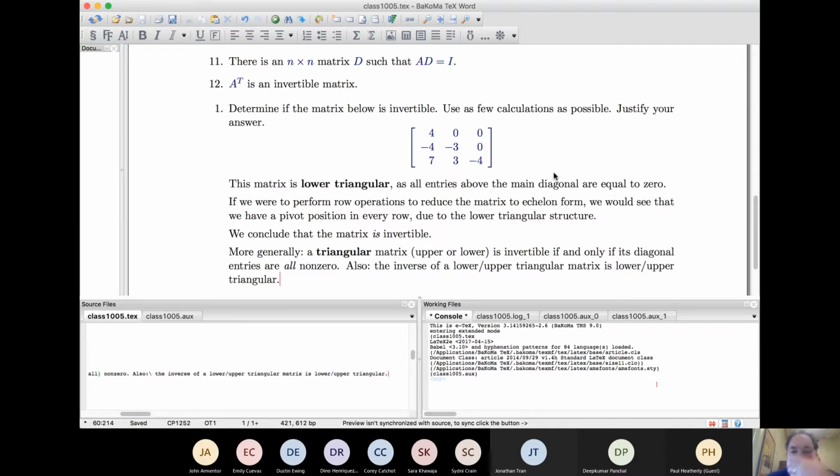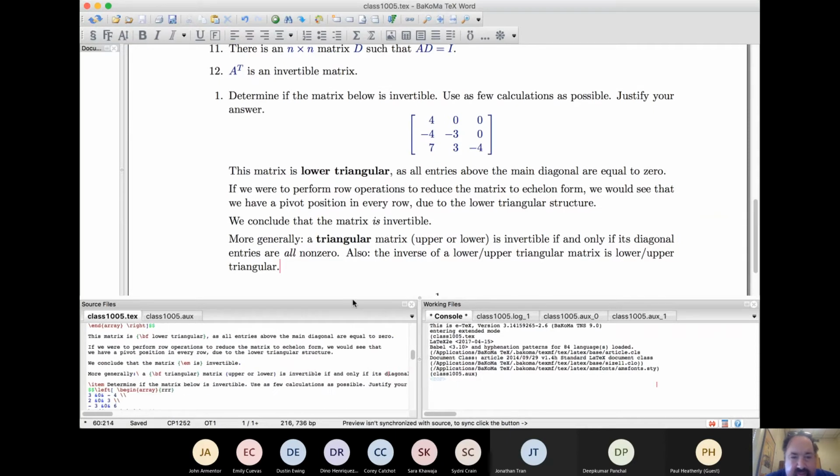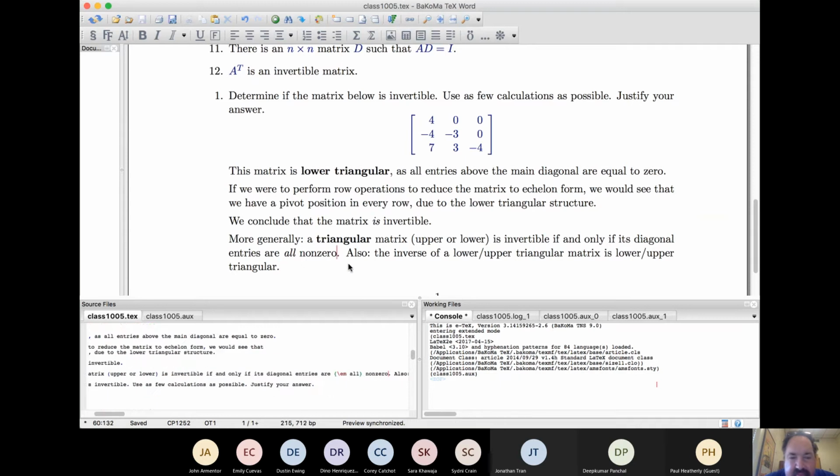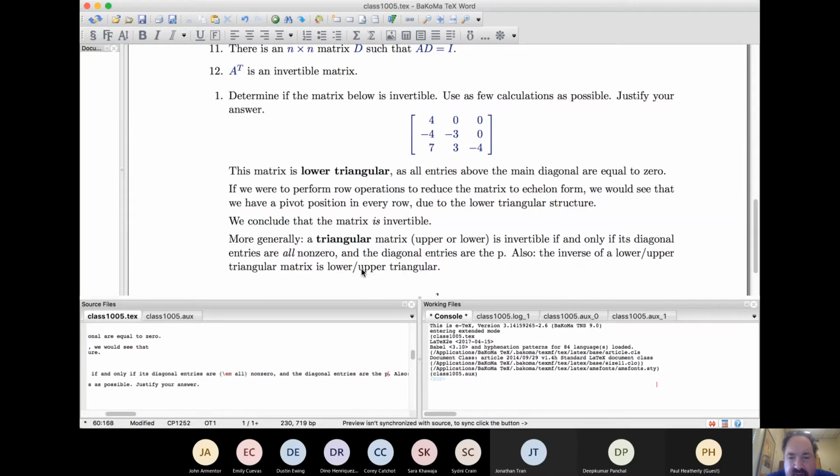All right, so here, if you see it's any kind of triangular matrix, just look at diagonal entries. If they're all non-zero, then you know it's invertible. And we can also say diagonal entries are the pivot positions.